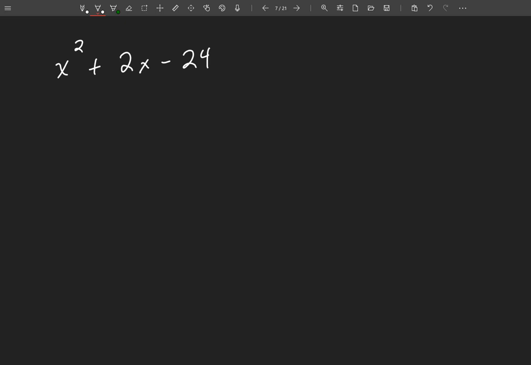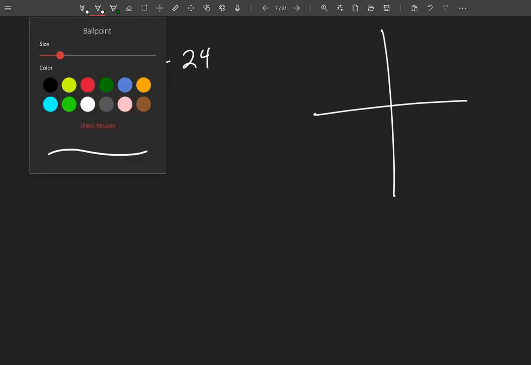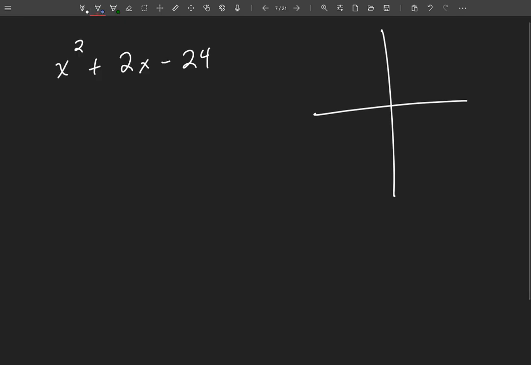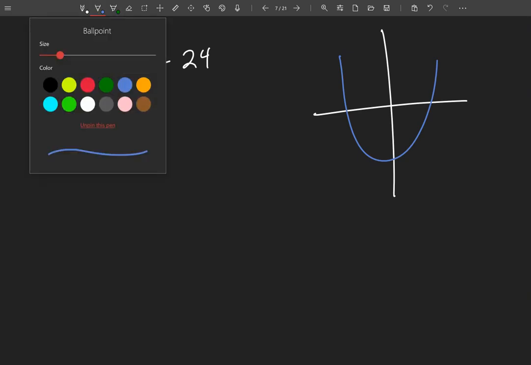Okay? So let's think back to what we did before. What we did was we said that our roots are going to be places where our graph crosses the x-axis, at least most of the time. And when we get into complex numbers and imaginary numbers and things like that, it gets more complicated. But in general, it's going to be where it crosses the x-axis. Okay, so let's suppose that my graph crosses, say, like this. Something like that. All right.